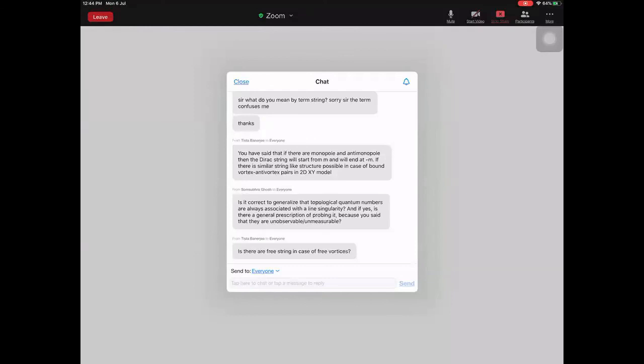So, there is another question from Tista. Is there a free string in case of free vortices? I don't know what you mean by free string, but the strings always come, just like the monopole, you cannot separate the monopole from the Dirac string. You cannot separate the vortex from the string, as we shall see. So in the worst case, the string can go to infinity, because suppose you have one vortex, the string can go to infinity.